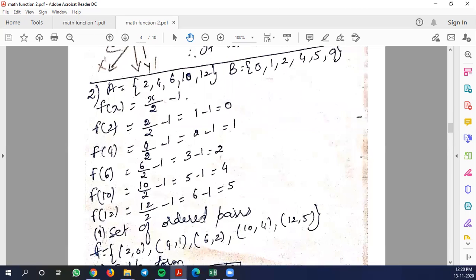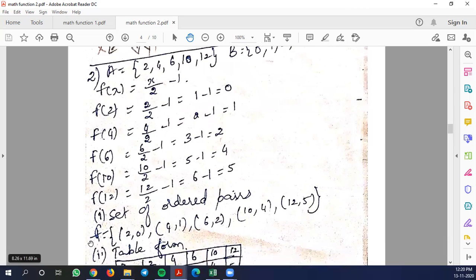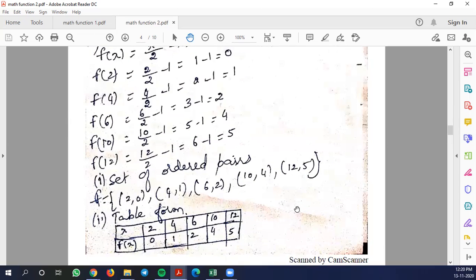Now what we are going to find out? We are going to find out the set of ordered pairs. For that, what you are going to do? It is very easy. Simply you have to write f is equal to, take the first element, x. So if x is 2, what is f of x? It is 0. If x is 4, what is f of x? 1. If x is 6, what is f of x? 2. 6 comma 2. If x is 10, what's the value? 4. If x is 12, what's the value? It is 5. So this is the set of ordered pairs.